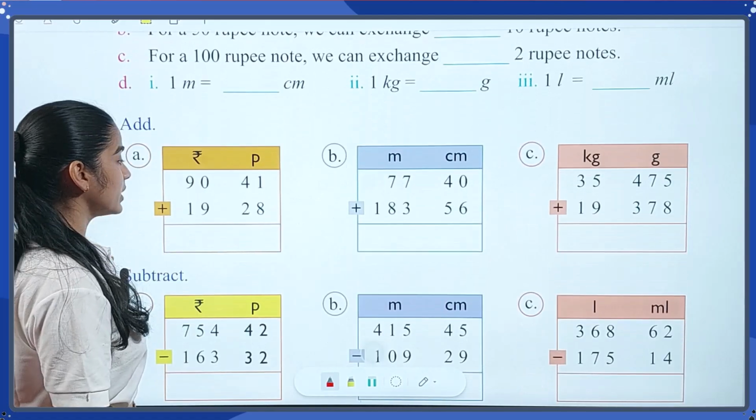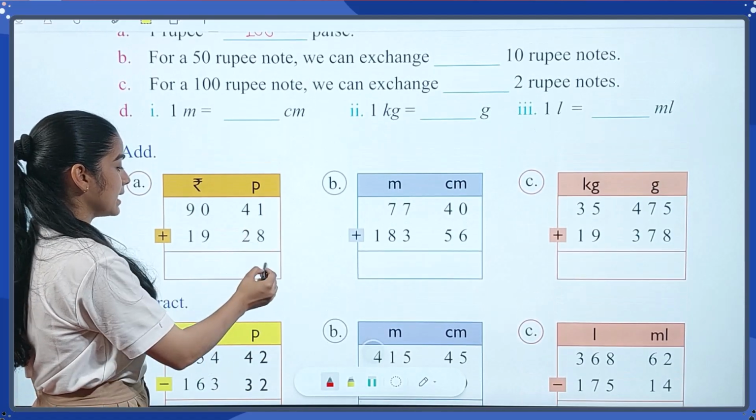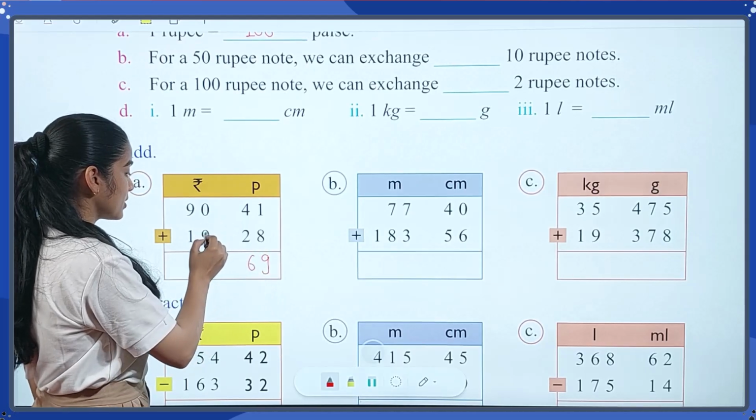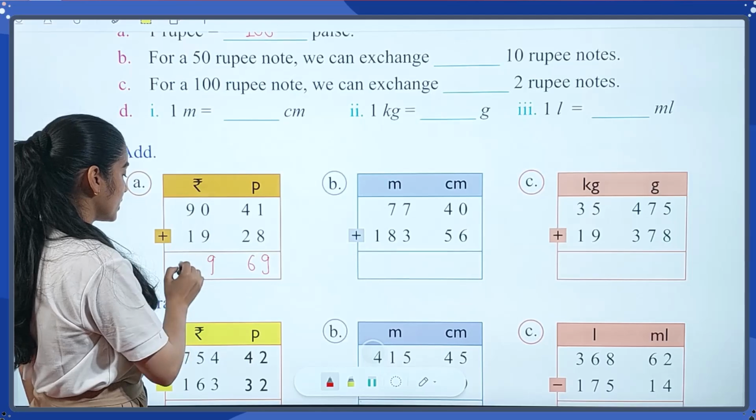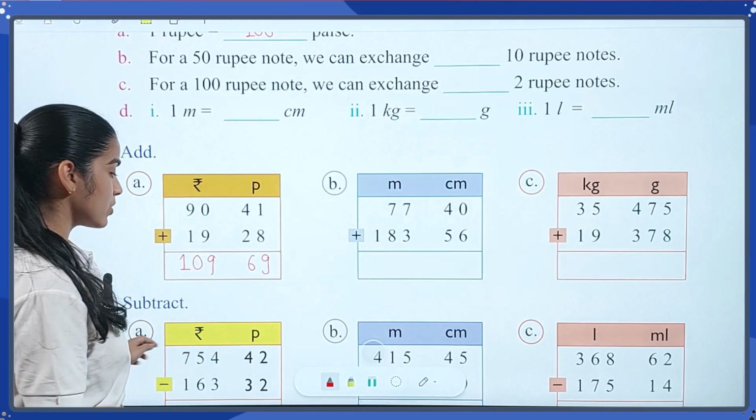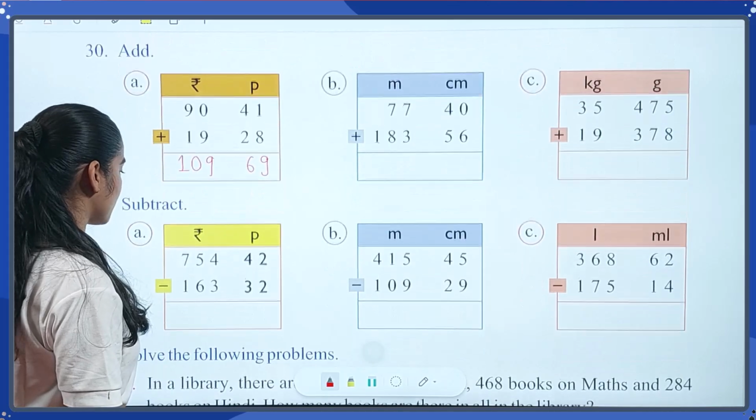Now you have to take addition of it. So 8 plus 1 is 9, 4 plus 2 is 6, 9 plus 0 is 9, and 9 plus 1 is 10. It means these are the small concepts which we're doing in our addition part. So you just have to repeat here.